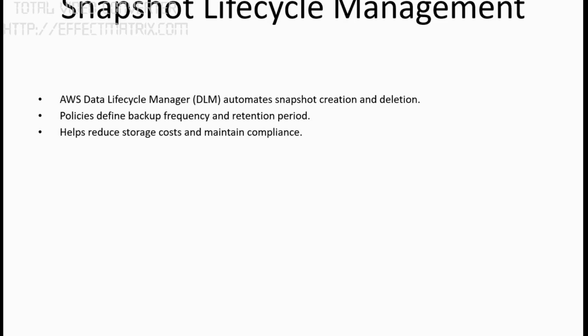AWS Data Lifecycle Manager, DLM, automates snapshot creation and deletion. So that itself takes care of the creation and deletion. Policies define backup frequency and retention period. So policy says everything about that. It helps reduce storage cost and maintain compliance.